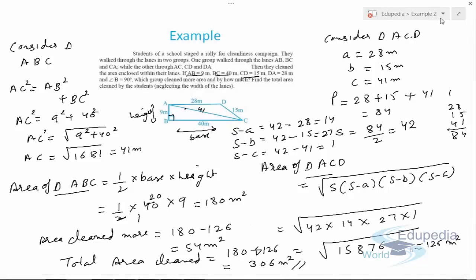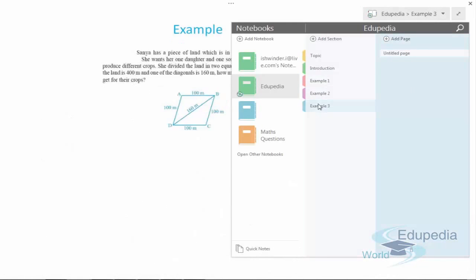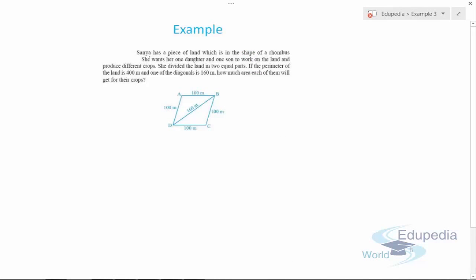Now let's discuss the last example of this video, example number 3. Now it's a very good example, so you have to watch this part very carefully. Now Sanya has a piece of land which is in the shape of a rhombus. So ABCD is a rhombus. Now she wants her one daughter and one son to work on the land and produce different crops. Now she divided the land into two equal parts, meaning this area and this area are equal.